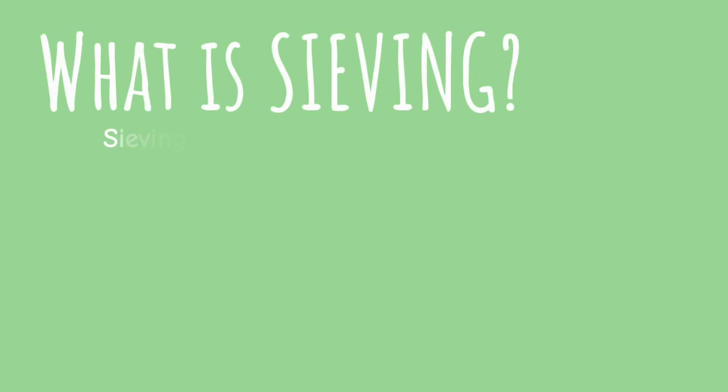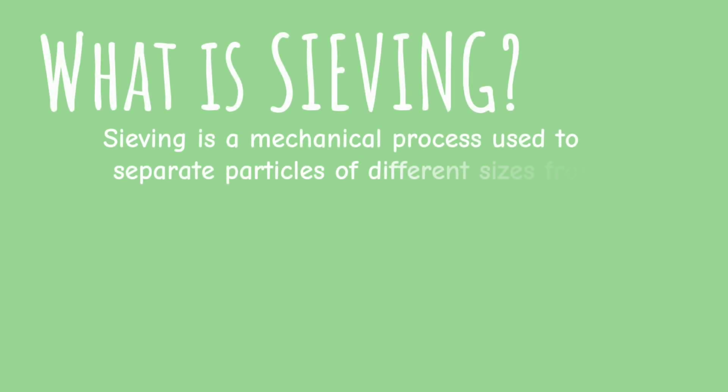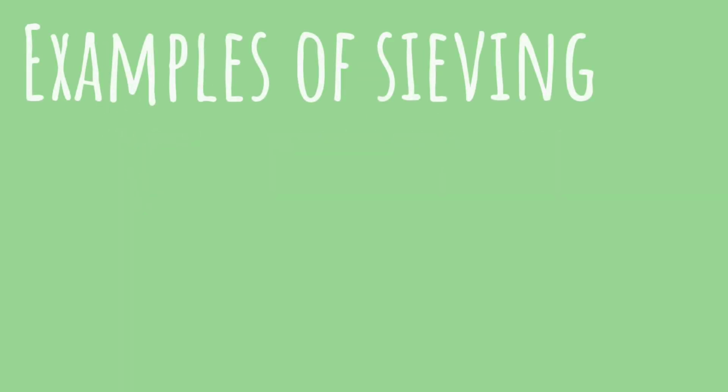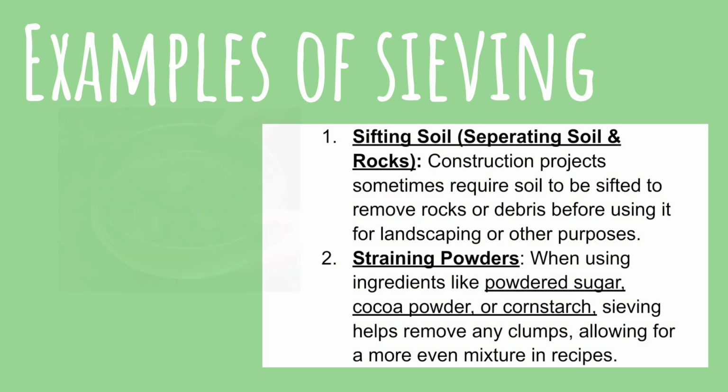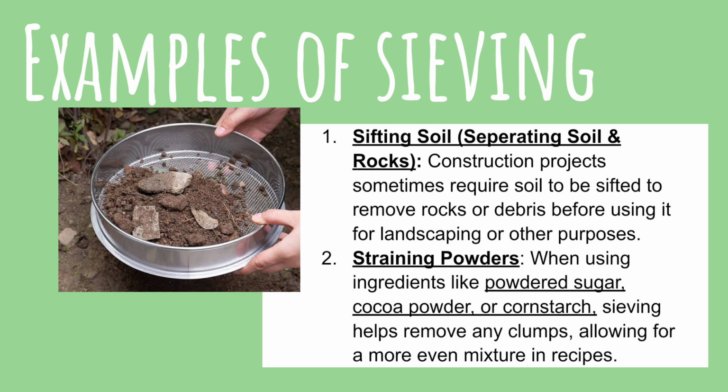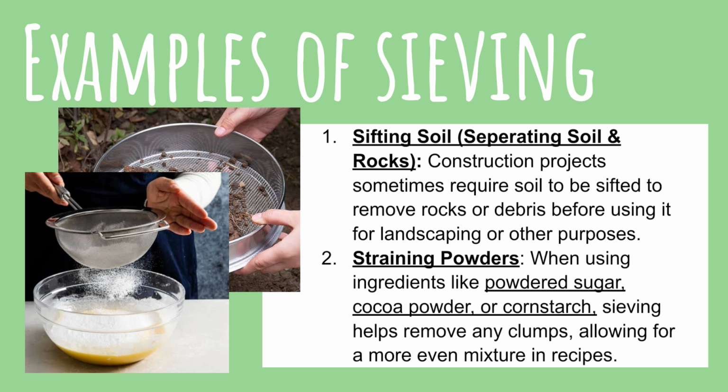What is sieving? Sieving is a mechanical process used to separate particles of different sizes from a mixture. What are the examples of sieving? 1. Sifting soil, separating soil and rocks. Construction projects sometimes require soil to be sifted to remove rocks or debris before using it for landscaping or other purposes. 2. Straining powders. When using ingredients like powdered sugar, cocoa powder, or cornstarch, sieving helps remove any clumps, allowing for a more even mixture in recipes.